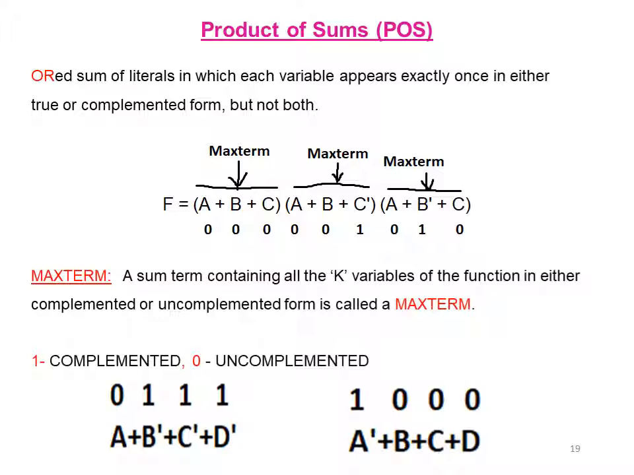So in this example, A is written as 0, B is written as 0 and C is written as 0. And the complemented terms are written as 1. C bar is 1, B bar is 1. Here for this example, A is written as 0, the complemented terms B bar, C bar, D bar are written as 1, 1, 1. Now here A bar is represented as 1 and B, C, D are represented as 0, 0, 0. This is the way to represent binary in the max terms.